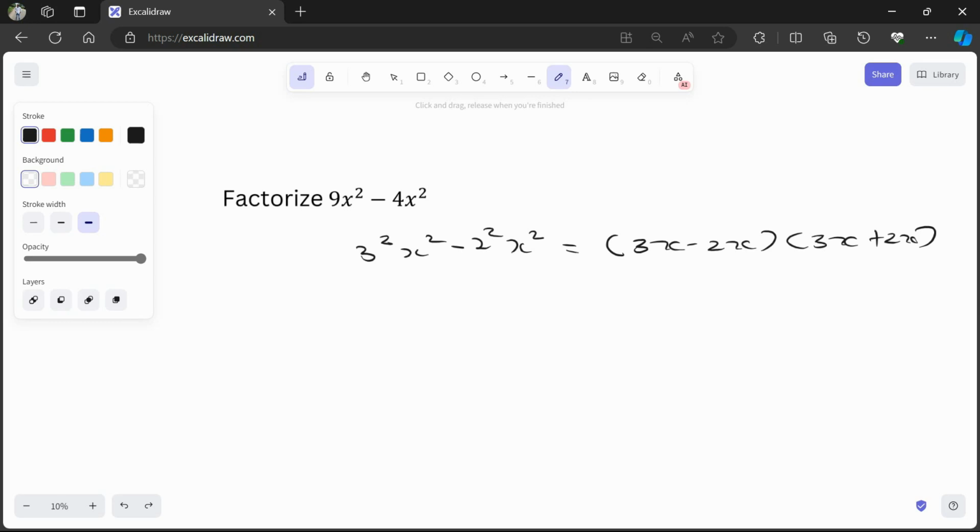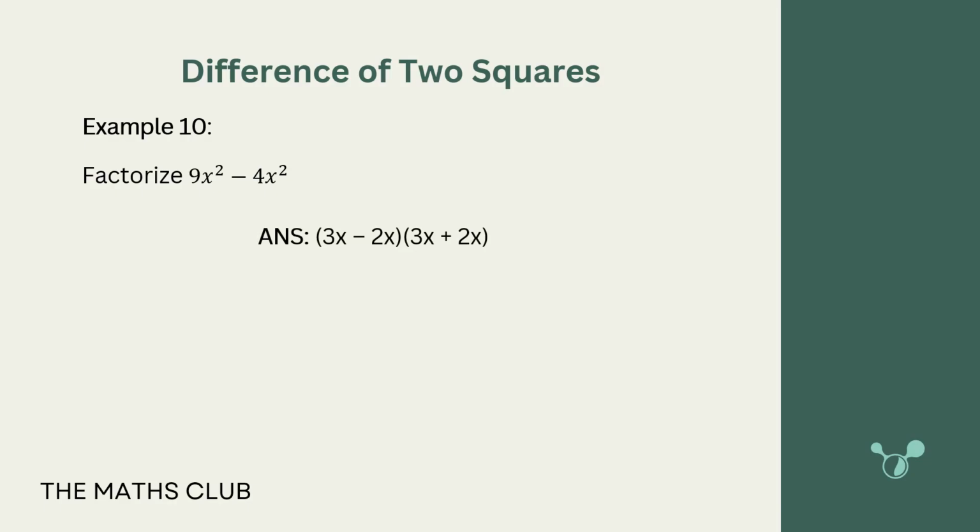Let's see if the answer is correct. 3x minus 2x and 3x plus 2x. Great. Next example says that we should factorize x squared divided by 16 minus y squared divided by 9. This is taken from NECO 2003. I want you to pause the video and try it out yourself.